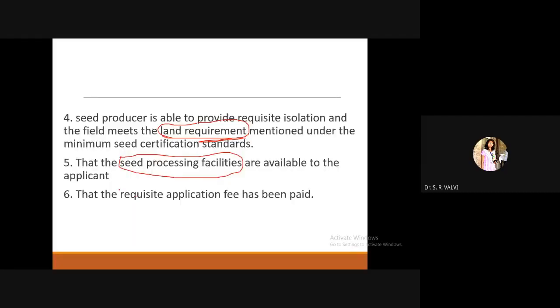The next factor you have to verify: the requisite application fee has been paid. Yes. If you are not paying any fees, the further process will not happen. So whether the fees have been paid or not is again considered for the process of seed certification. So all these six things should be considered for seed certification.